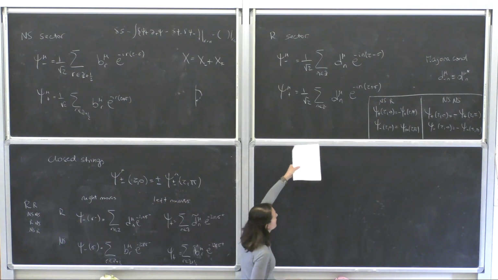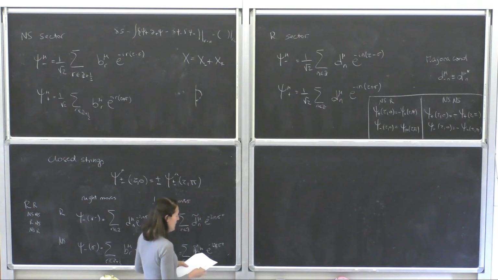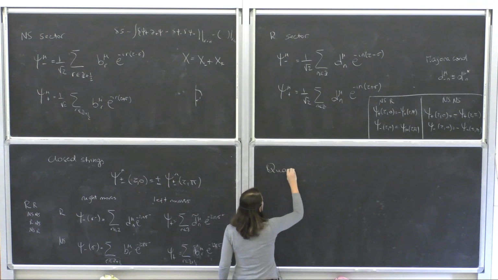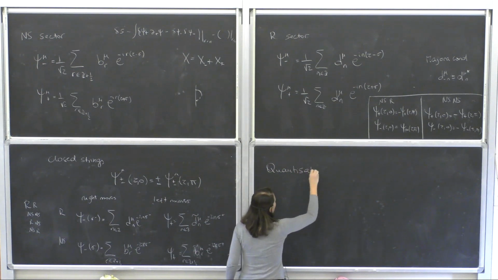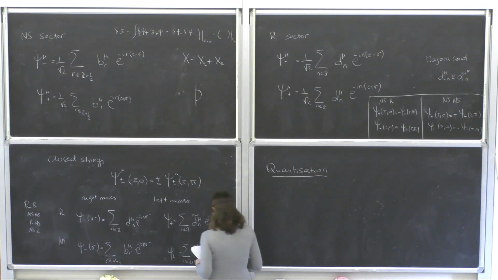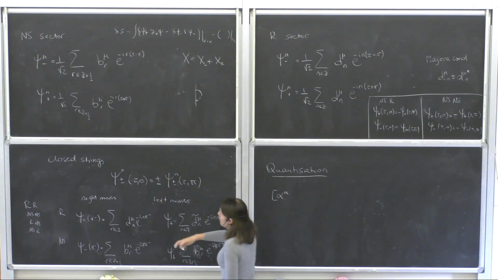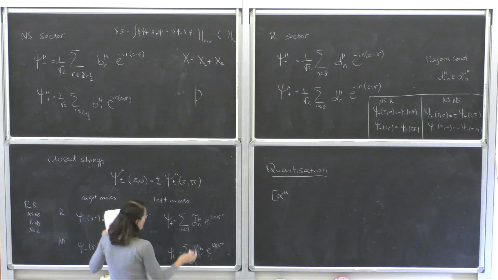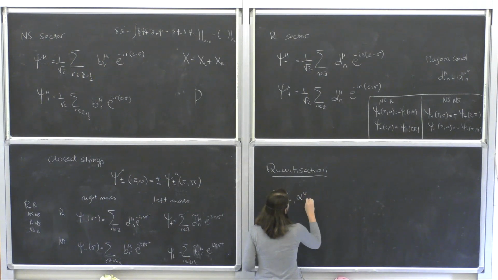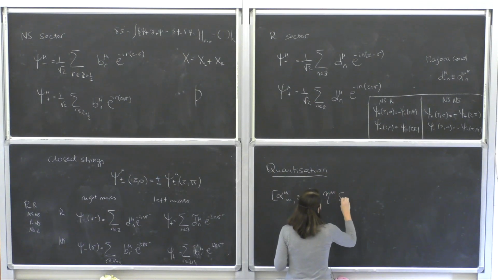Well, I didn't write RNS and RR, but from here you understand. Okay, quantization, easy. Again, first quantization. So the alphas are the same. Remember, I'm talking about the x's, but the x's are always there, and their modes are the alphas, and they have the same commutation relation we've been writing.